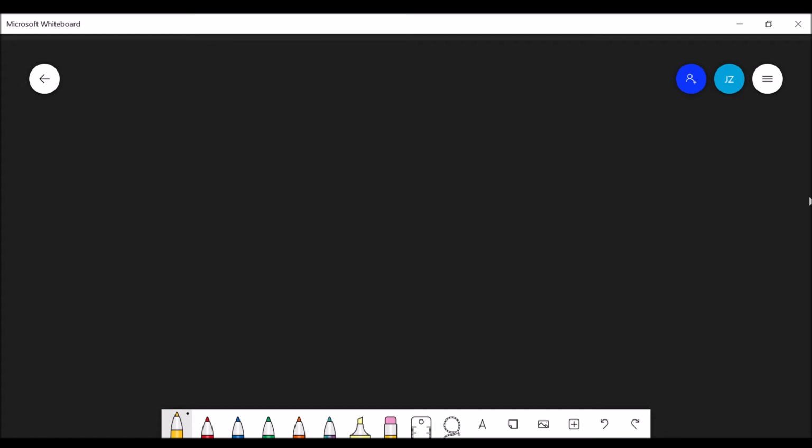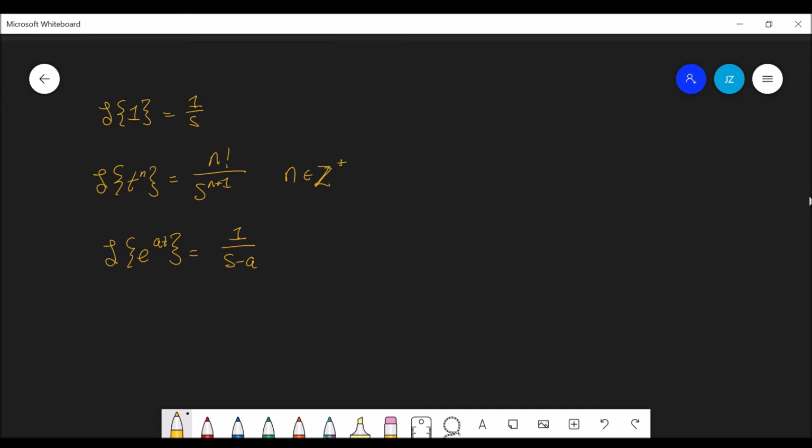So the first one, we already saw. The Laplace transform of 1 is just 1 over s. The Laplace transform of t to the n for any positive integer n is n factorial over s to the n plus 1. The Laplace transform of e to the at is 1 over s minus a. Laplace transform of sine of kt is k over s squared plus k squared. The Laplace transform of cosine of kt is s over s squared plus k squared.